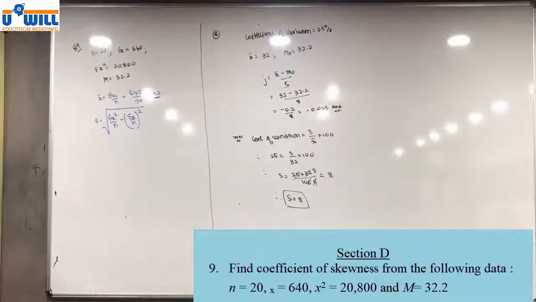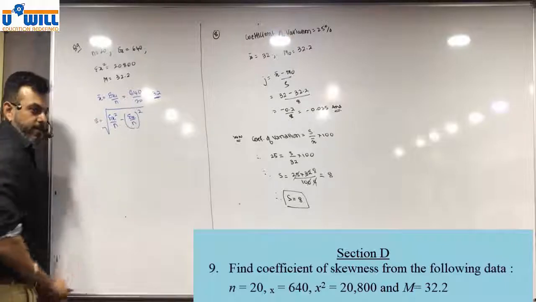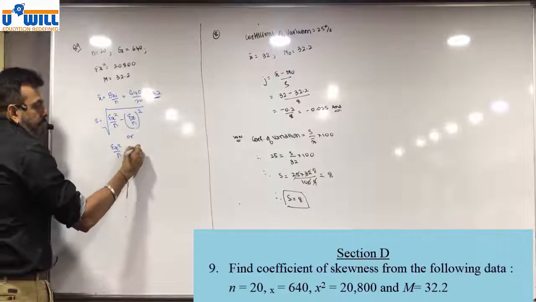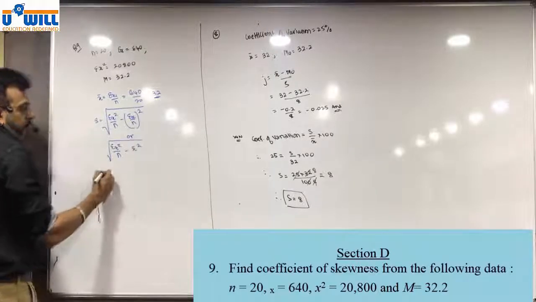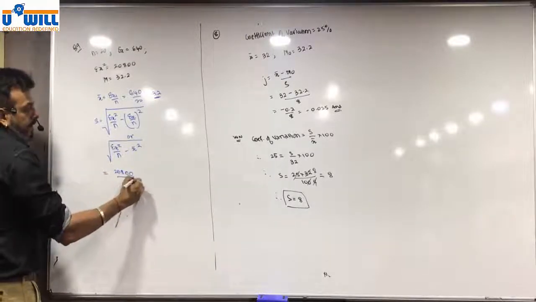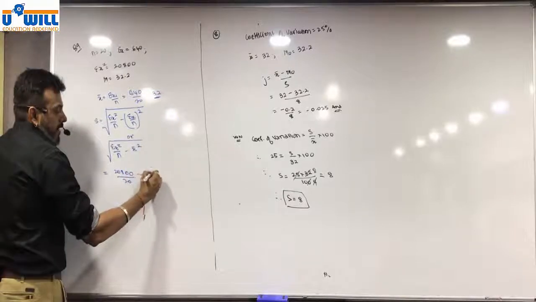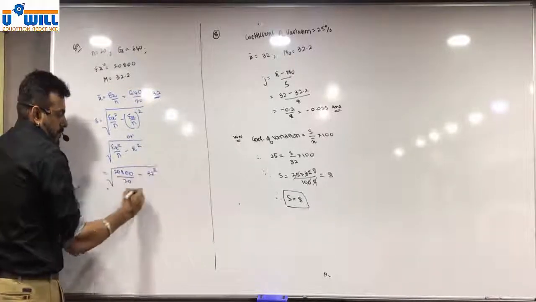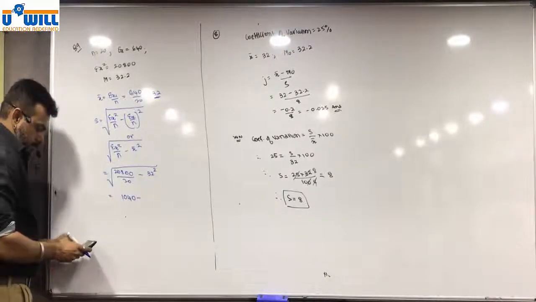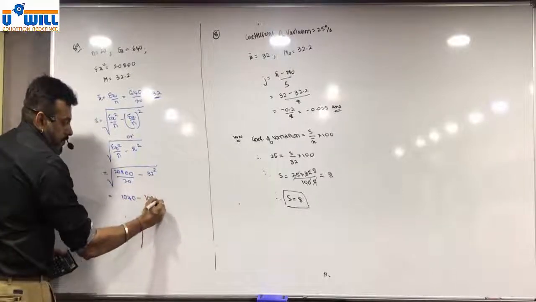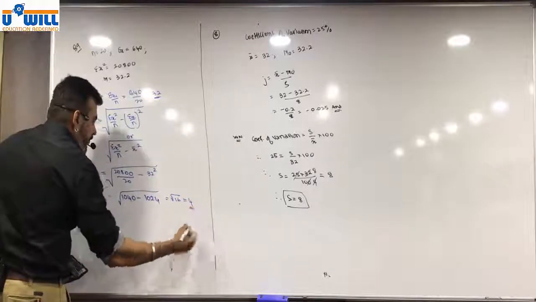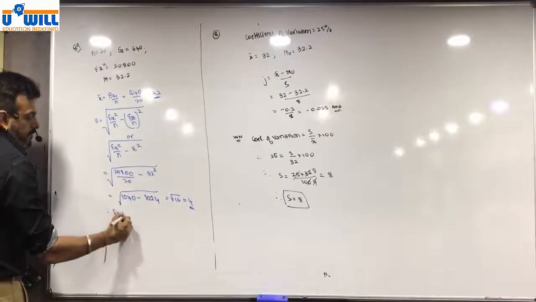Do you remember this formula? Or we can directly use x bar square also, I'll write over here: sigma x square upon n minus x bar square, the whole under root, which is equal to 20,800 upon 20 minus 32 square, 1040 minus 1024, under root 16, which is equal to 4. Therefore, standard deviation is equal to 4.